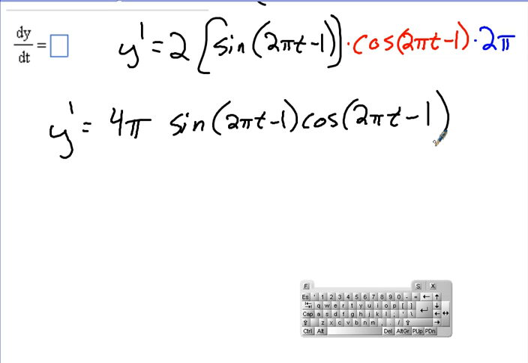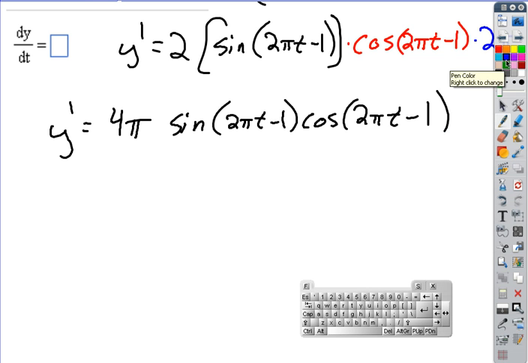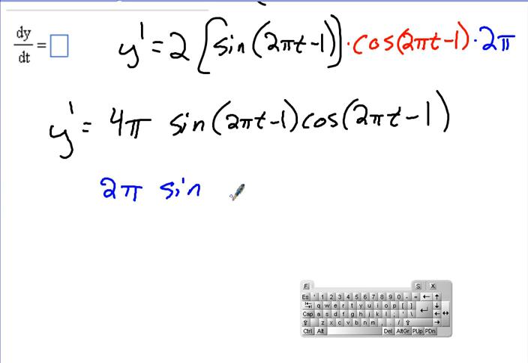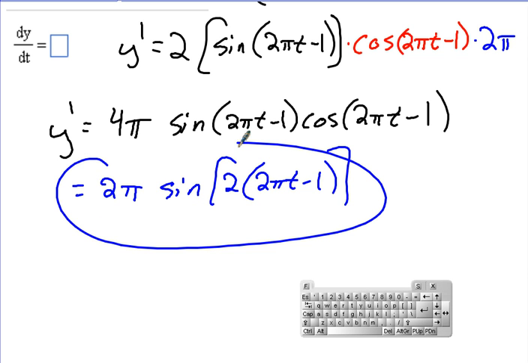Okay, there you go. Now, this isn't what they want, but does anybody see this? Here's what I would do with this one. I would call this 2 pi times sine of 2 times (2 pi t minus 1), using the double angle. 2 sine of theta cosine of theta is the same as sine of 2 theta. But they don't want that. I'm just showing off. So that's what you want.